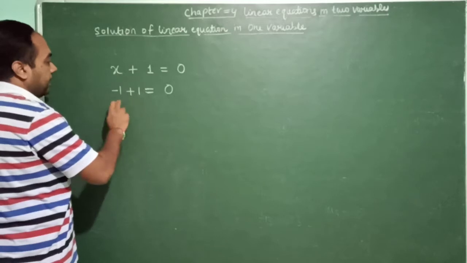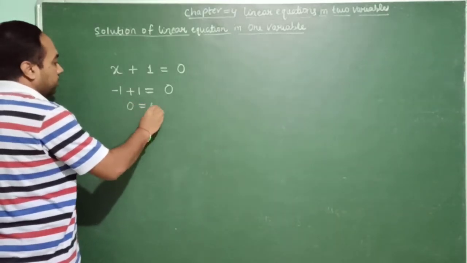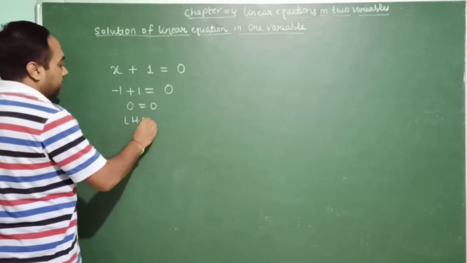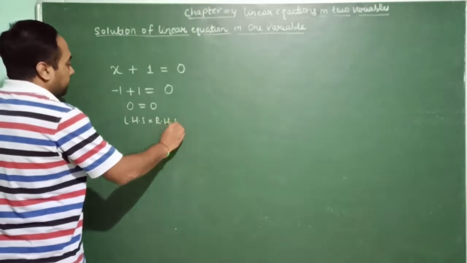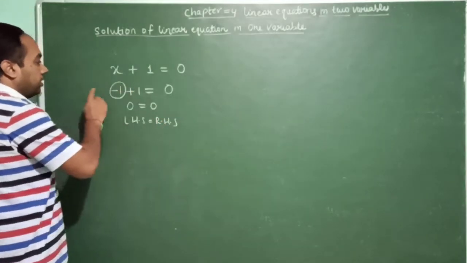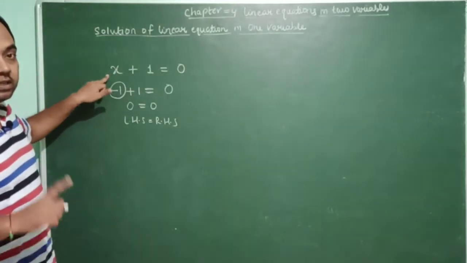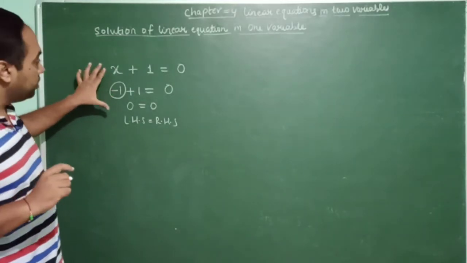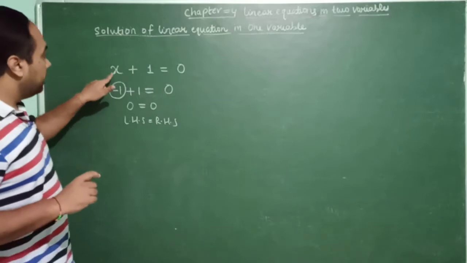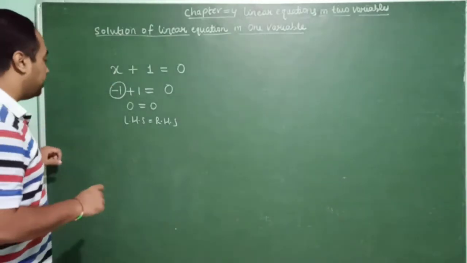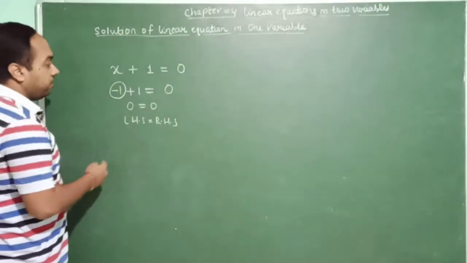On left hand side -1 plus 1, this will give you 0. So LHS is equal to RHS. So this means that -1 is solution of this given linear equation in one variable. So this is one way of finding solution. ठीक है, अच्छा, अब देखो, what is the other way?